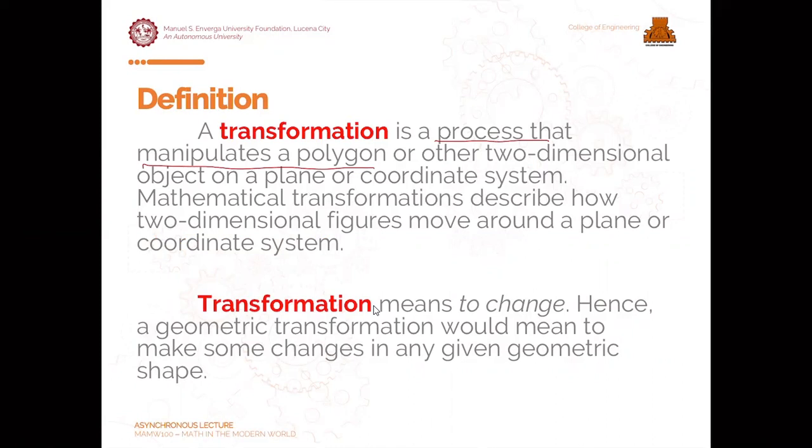So, mathematical transformations describe how two-dimensional figures, okay? So, two-dimensional ibig sabihin, one plane lang yung kino-consider natin. It's either commonly XY axis lang yung kino-consider natin. Then, it moves around a plane or a coordinate system, okay? So, transformation means to change, okay? So, yung pinaka simplest definition niya, to change. So, hence, the geometric transformation would mean to make some changes in any given geometric shape.